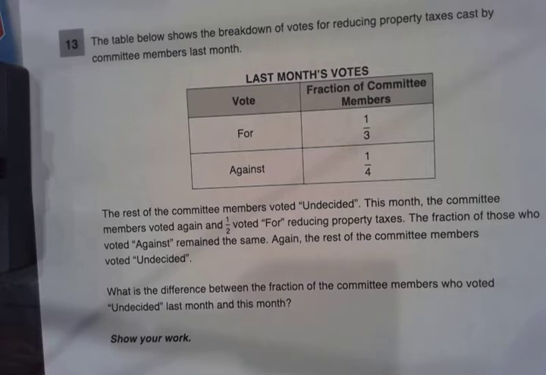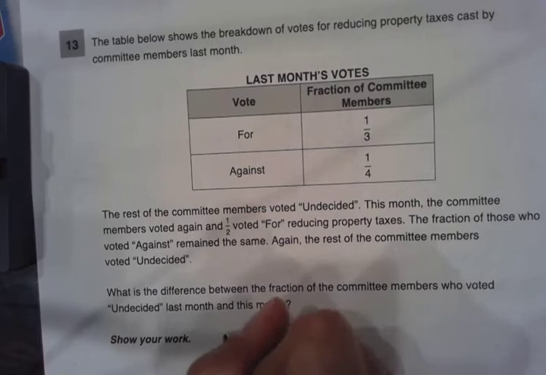This month, the committee members voted again, and 1/2 voted for reducing property taxes. The fraction of those who voted against remained the same. Again, the rest of the committee members voted undecided. What is the difference between the fraction of committee members who voted undecided last month and this month? So, our job is to find out undecided both times.